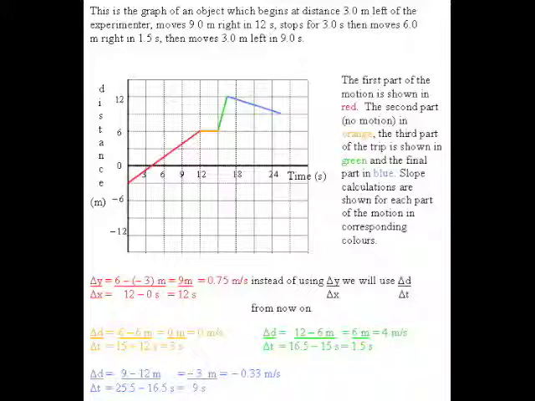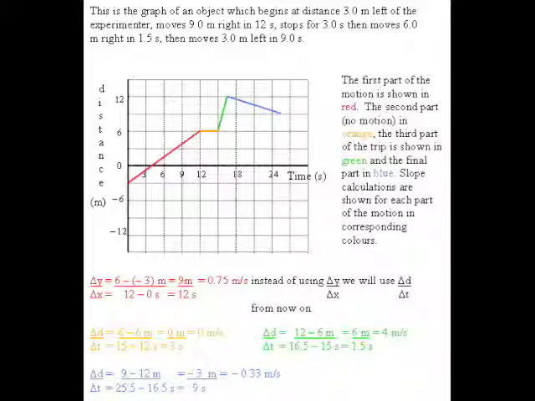The slope of each line is calculated. The red section we can see as having a value of 0.75 meters per second for the slope. However, instead of using the traditional delta y over delta x, from now on with a distance time graph, we'll use delta d over delta t, as the y-axis is measuring distance and the x-axis is measuring time.